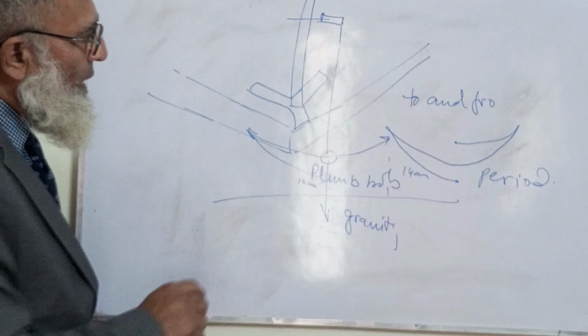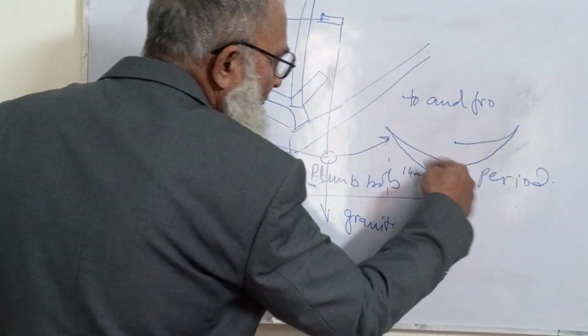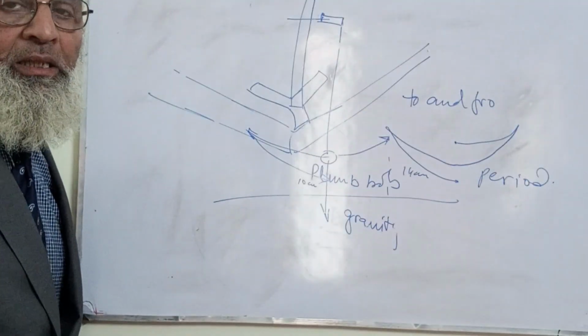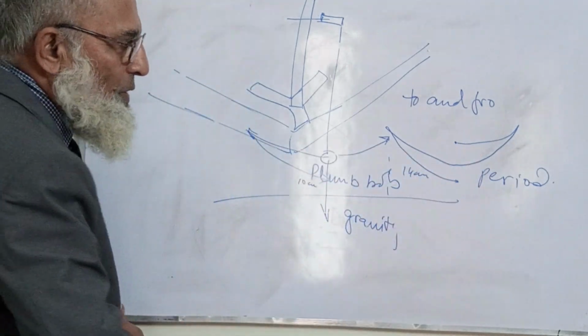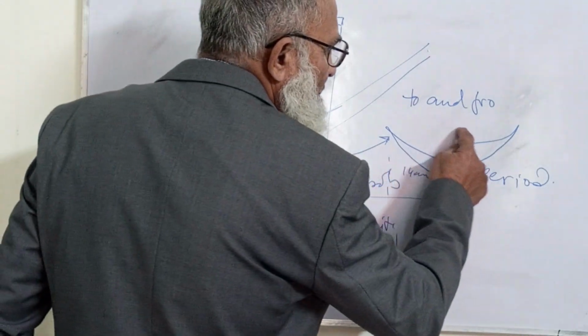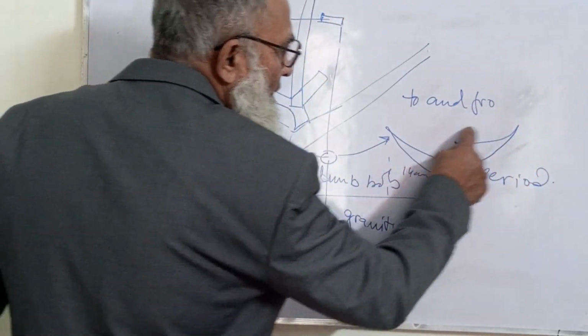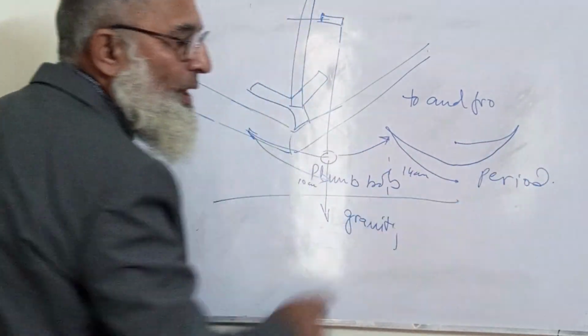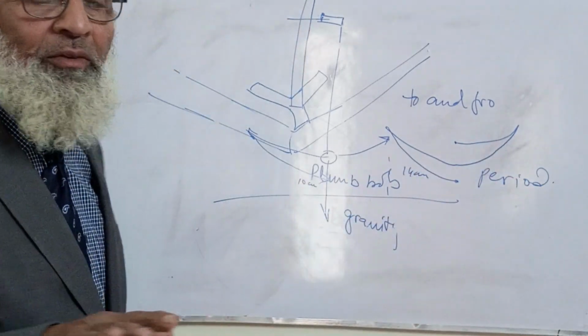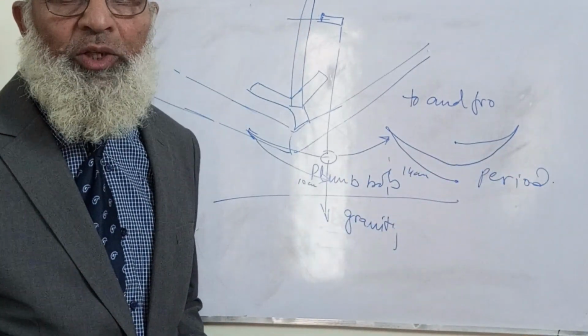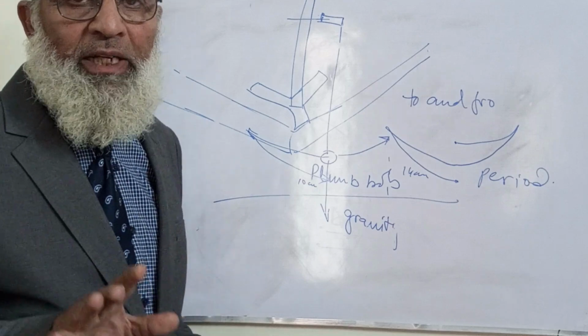Now, measuring this is one period. If we just start our stopwatch and measure this from here to here and here to here, we will measure this for one period. It will not be very accurate.